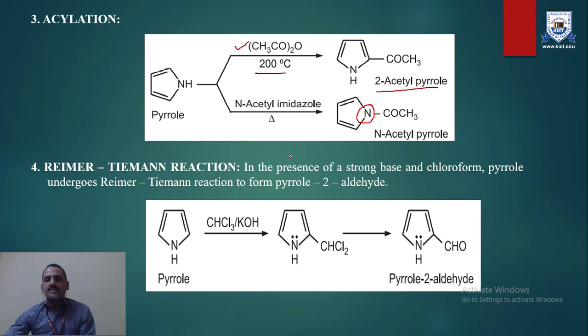Another reaction is the Reimer-Tiemann reaction. It's a name reaction. In the presence of a strong base like KOH and chloroform, the pyrrole undergoes the Reimer-Tiemann reaction, where it will form a substituted aldehyde of pyrrole. So, in the presence of chloroform and base, the pyrrole will form pyrrole aldehyde here.